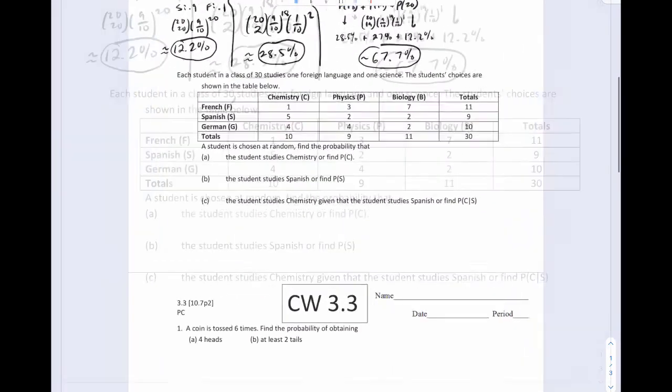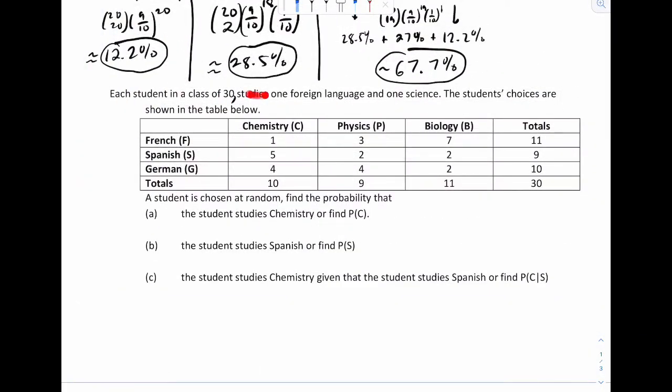Okay, let's go to our final example. Class of 30 studies 1 foreign language and 1 science. The students' choices are shown in the table below. So here is a table of everybody in a whole bunch of classes here. So for example, in French, that means there are 11 people total taking French. Of those 11, 1 is in chemistry, 3 are in physics, and 7 are in biology. And you follow that logic for the whole thing. So for example, if I'm looking at this 9, that means 9 are in physics total. And of those 9, 4 take German, 2 are in Spanish, and 3 are in French.